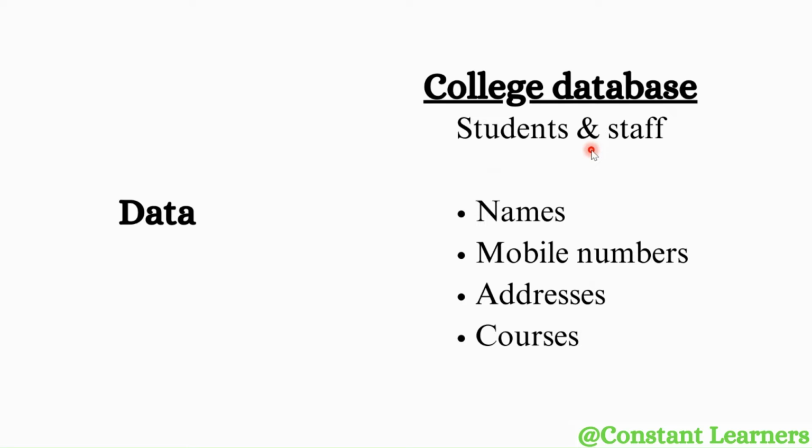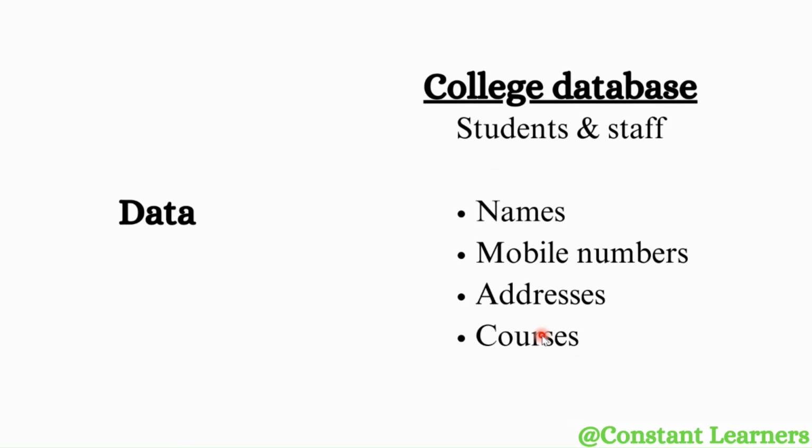Now, we need to store all the information about both the student as well as the staff, right? We need to save their names, their mobile numbers, their addresses, the courses that they are interested in, etc. Right? So, all of this is important, right? Thus, we say that the data is the most basic level because without data, all of this is useless. Correct? We are doing all of this for data.